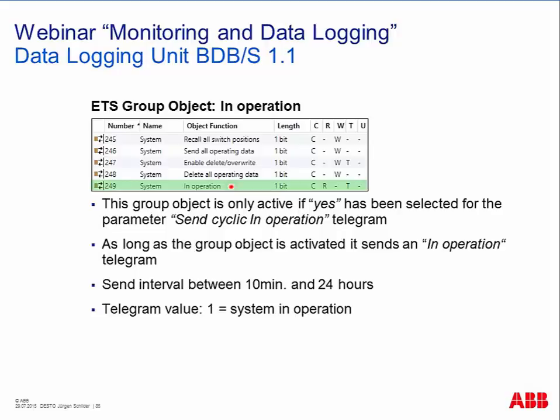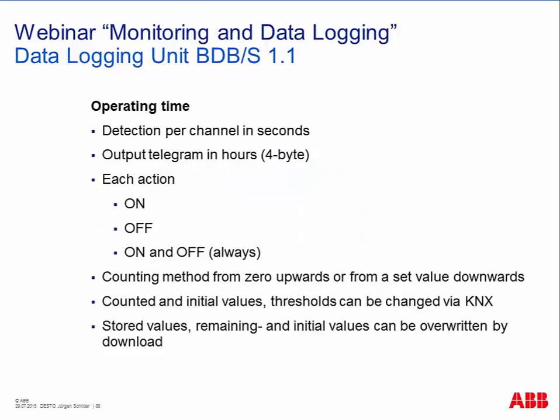So the device can send cyclically to KNX a logical value that it is still alive and okay. Maybe you want to monitor this device via a monitoring unit. So what about these operating hours? Remember, the maximum value here is 900,000 hours. The device counts internally each channel in seconds, but the output telegram is still in hours. So it's a 4-byte telegram.